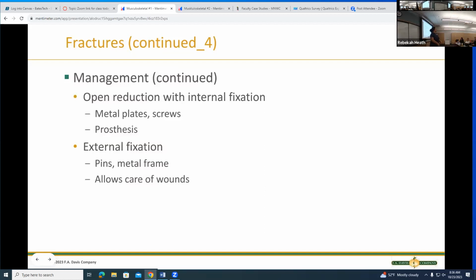Internal fixation means, hey, I broke my arm. It's all a mess in there. They had to go in, put some plates and screws and kind of build that bone back together. And then they closed it back up. External fixation is when you have a metal frame that's outside of your body and holds it together.